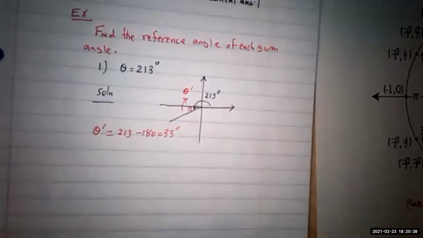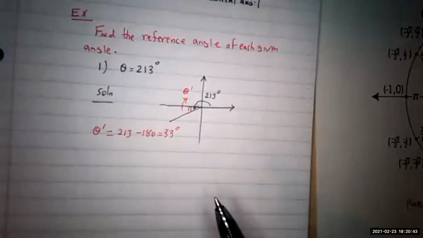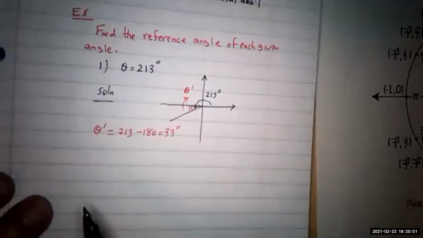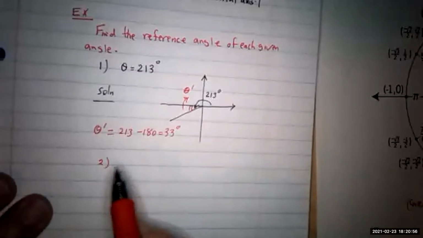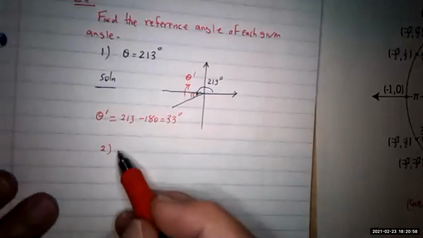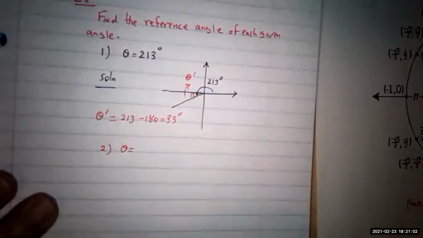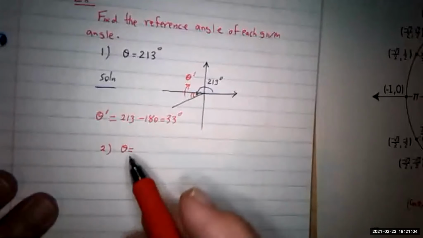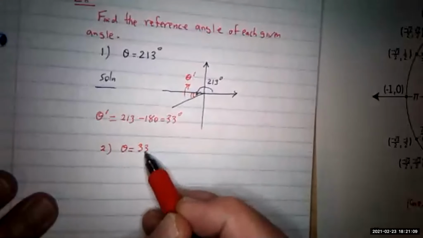Because you got to the 180, then you have to move to get to the 213. These are going to be different formats that we're going to have. Any question? I'll give you another one. Suppose you want to find, let's say, how about 330 degrees.